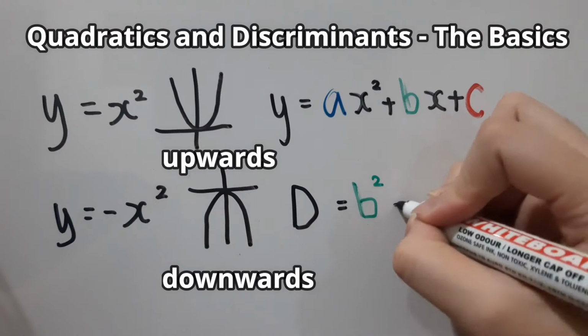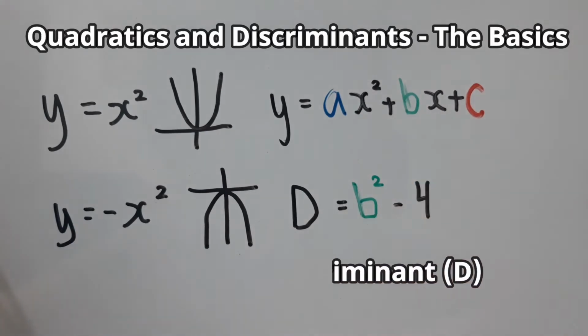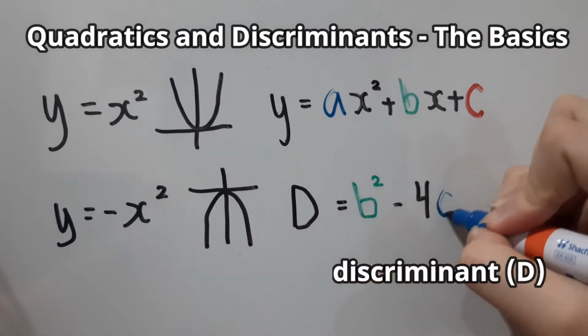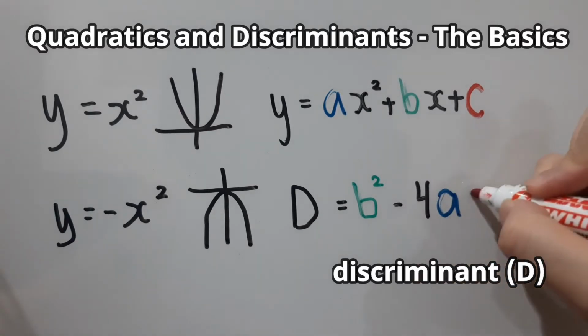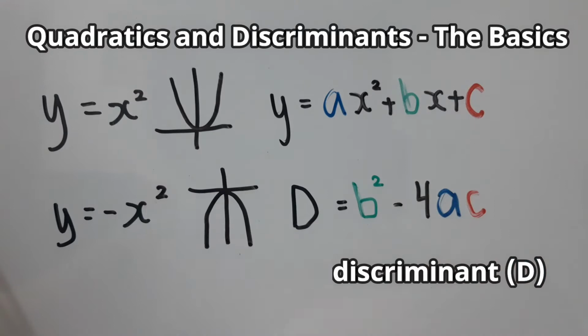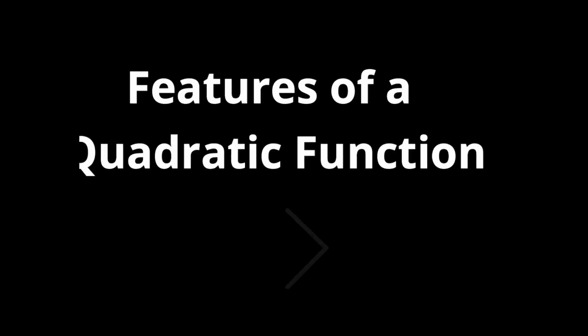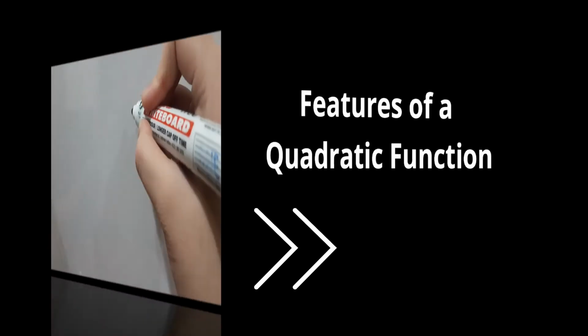A discriminant is a formula that helps us predict how many roots or solutions a quadratic function has. It is usually represented using an uppercase D and the formula b squared minus 4ac, taking the coefficients from the quadratic function. Firstly, we'll start off by discussing the main features of a quadratic function.